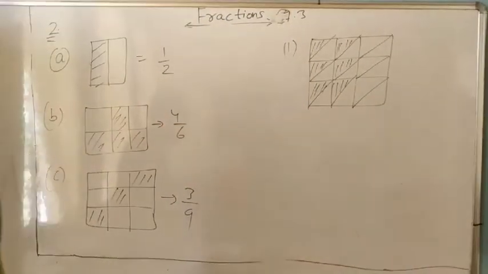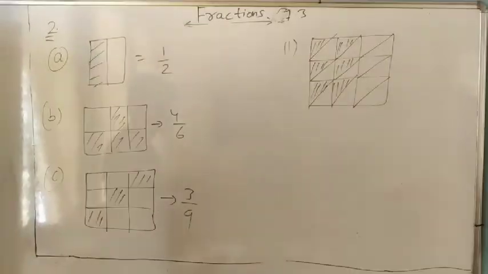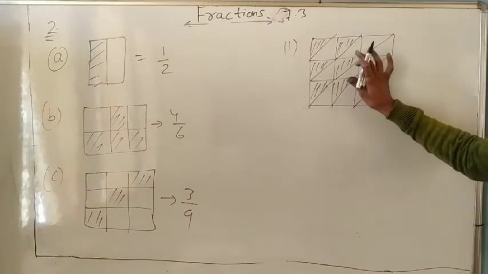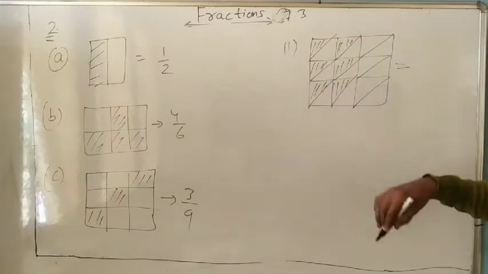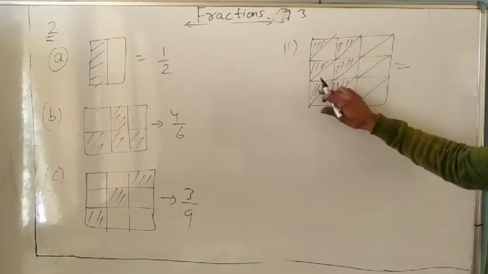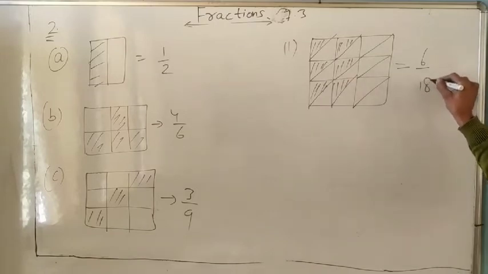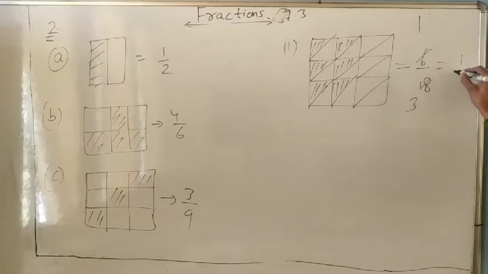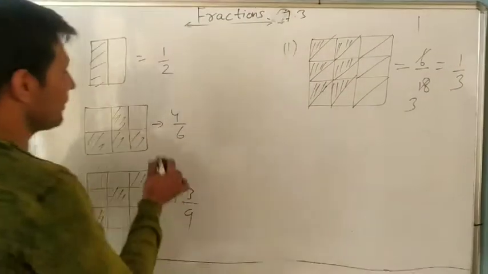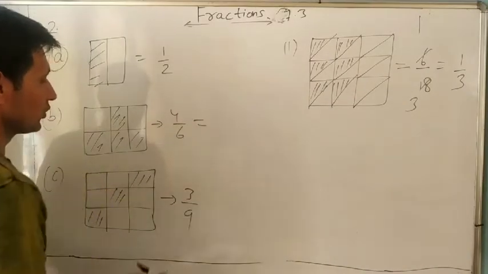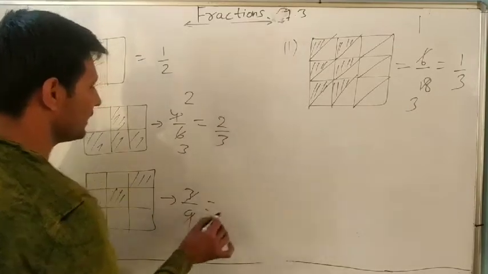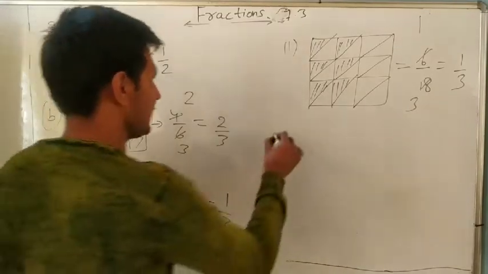So this one, how much will we write? How many parts are these? 6 upon 18. How many parts? 1, 2, 3, 4, 5, 6, 7, 8, 9, 10, 11, 12, 13, 14. So these shaded are 1, 2, 3, 4, 5, 6. So 6 upon 18. And 6 upon 18, what can you write? 6 ones are 6, 6 threes are 18. So 1 upon 3. Same as it is, always. So 4, it means 2 ones are 2, 2 threes are 6, so 2 upon 3. 3 ones are 3, so 3 upon 3. Okay. Next.